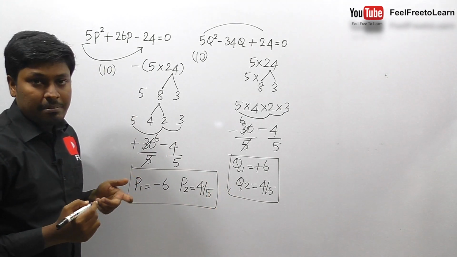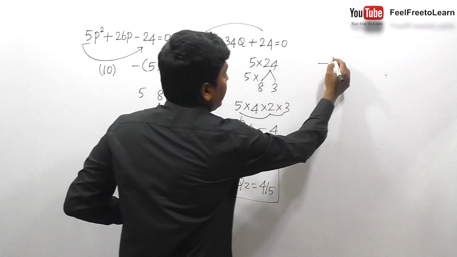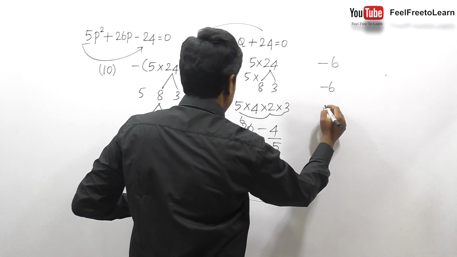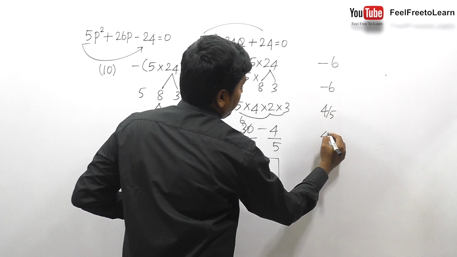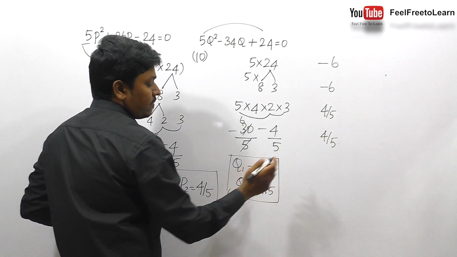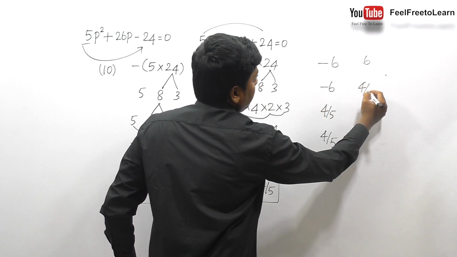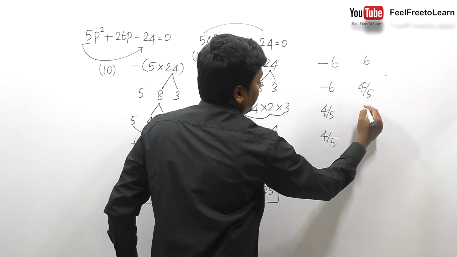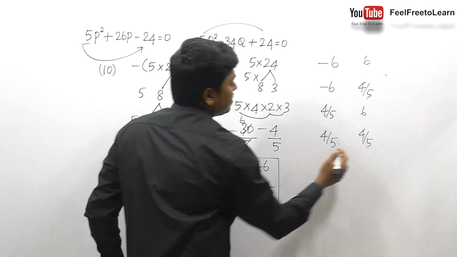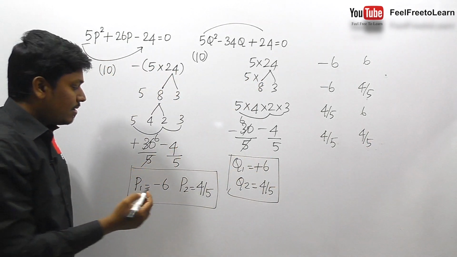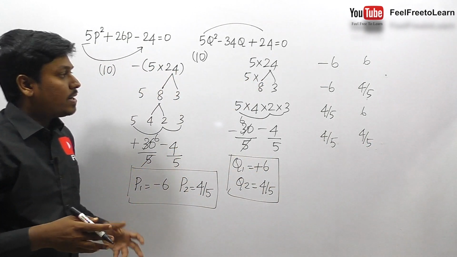Now our target is to compare these, right? So p1 will be minus 6 and p2 will be 4 by 5. And similarly q1 will be 6 and q2 will be 4 by 5. You don't need to write this in your exams. If you have a lot of practice, you can directly compare right here, right?